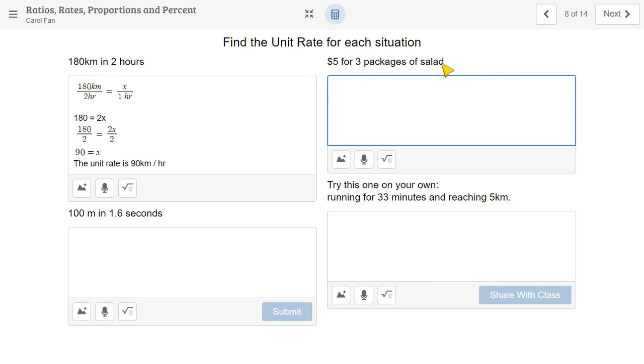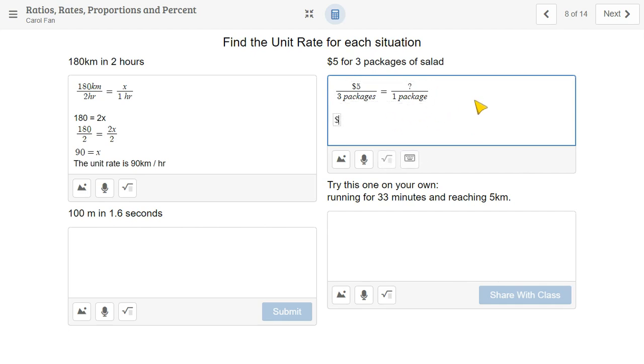Let's look at another one. $5 for 3 packages of salad. I'm going to first make this as a fraction: $5 on top and 3 packages. I want to know the unit rate. So once again, I want to know what 1 package is because package is the second unit. Now, what is the amount of money for 1 package?